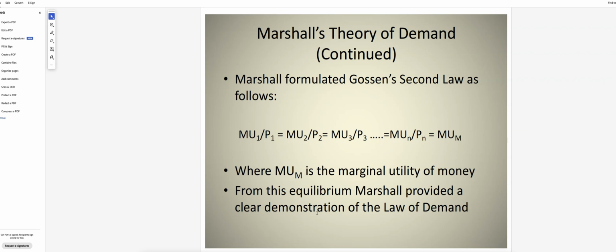Then Gossen's second law, that Marshall is going to talk about, would be that the ratio of the marginal utility to the price is equal across all goods. So essentially, if something costs 3 times as much, it should deliver 3 times as much marginal utility, or additional happiness.